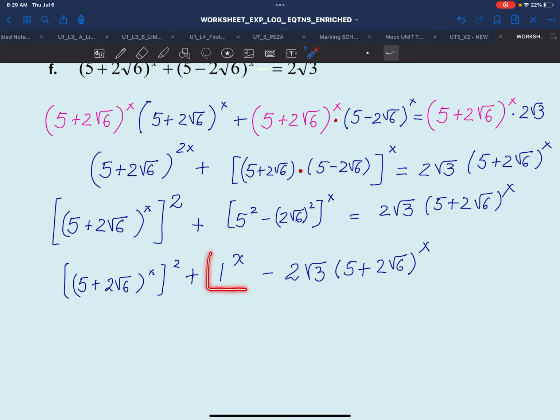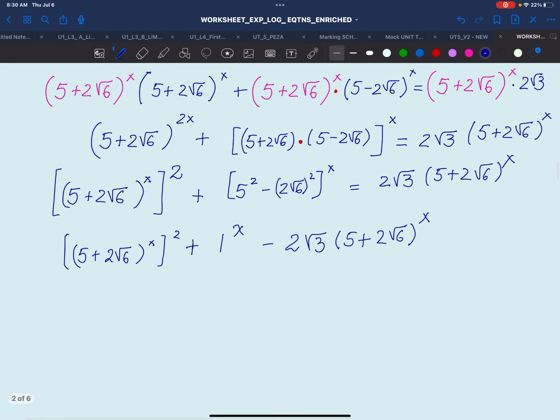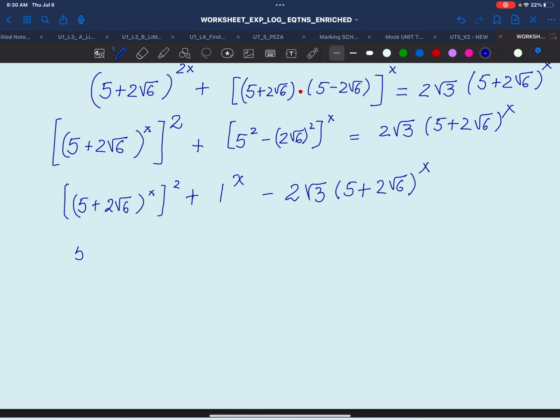And look at this little innocent term in here. I wanted to think, what is number 1 to the power of x equal to? No matter what the values become in the exponent, when the base is 1, the term will have a value of 1. So here we go: 5 plus 2 root 6 to the power of x, all of it squared, minus 2 root 3 times 5 plus 2 root 6 to the power of x, and then 1 to the power of x is 1, equals 0. Do you see the quadratic equation now?